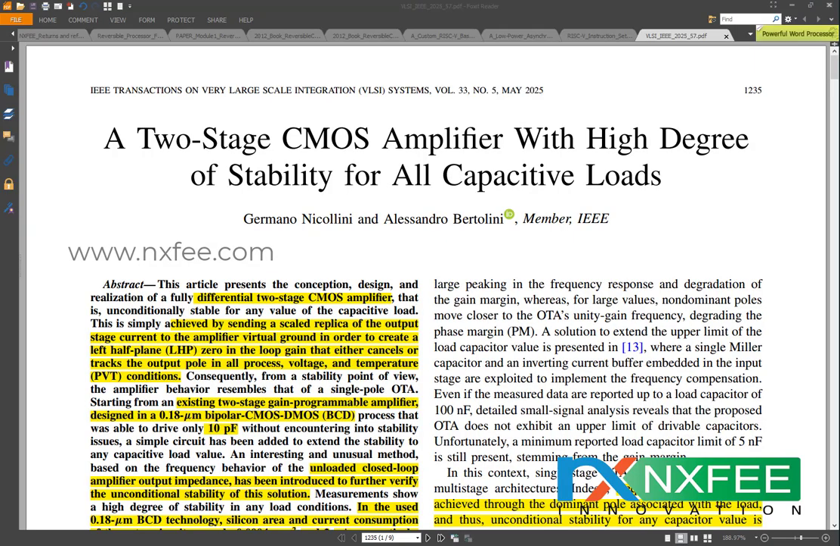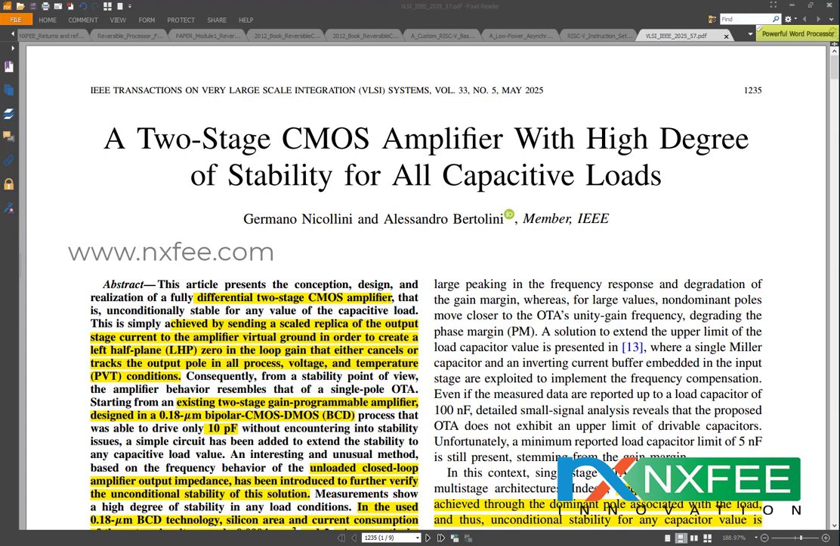Hi, here we are discussing your project, a two-stage CMOS amplifier with a high degree of stability for all capacitive loads. In this project we designed a two-stage CMOS operational transconductance amplifier, or OTA, using 45 nanometer and 22 nanometer CMOS technology.